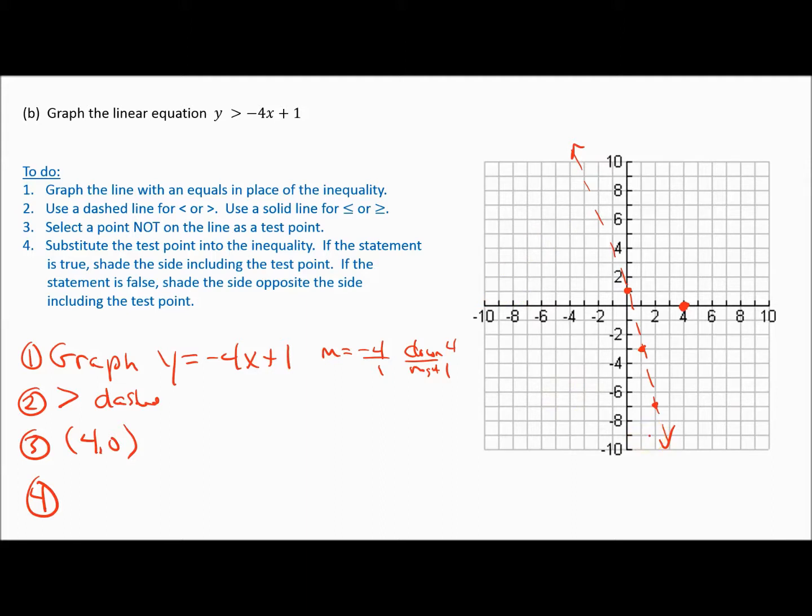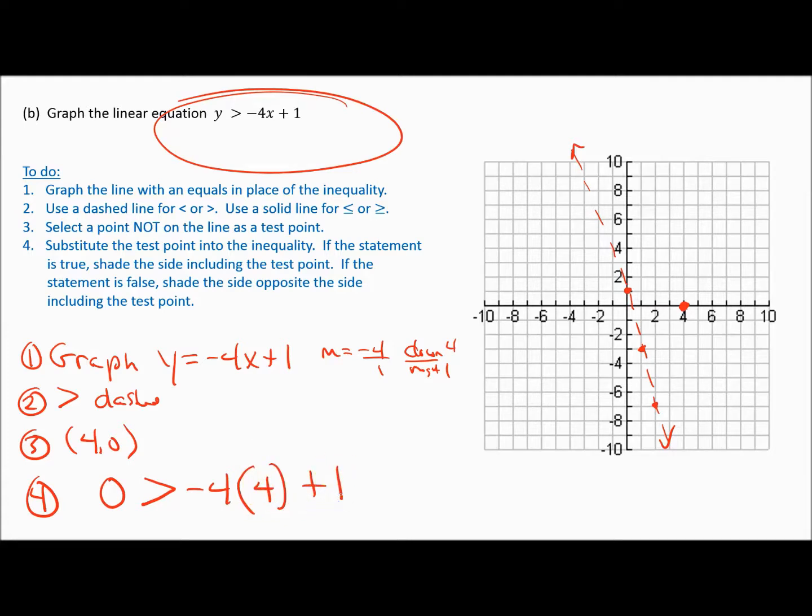I'm going to plug into the original problem, y is greater than negative 4x plus 1. My y is going to be 0. This test point is greater than negative 4 times my x, which for my test point was 4, plus 1. And we're just going to see is it true or false. So is 0 greater than negative 4 times 4, which is negative 16, plus 1? 0 is bigger than negative 15. That's what that says.